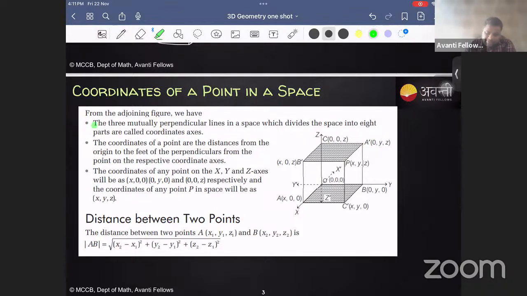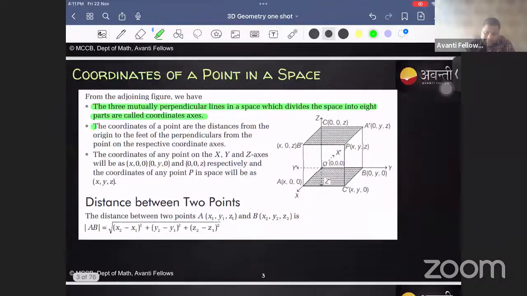Now, three mutually perpendicular lines in space which divide the space into 8 parts are called coordinate axes. And these 8 parts are called 8 octants. Now, the coordinates of a point are the distances from the origin to the foot of the perpendicular from the point on the respective coordinate axis. Simple point to understand.